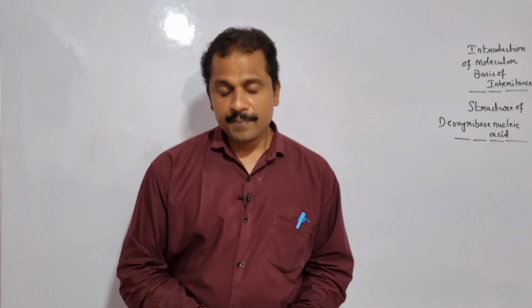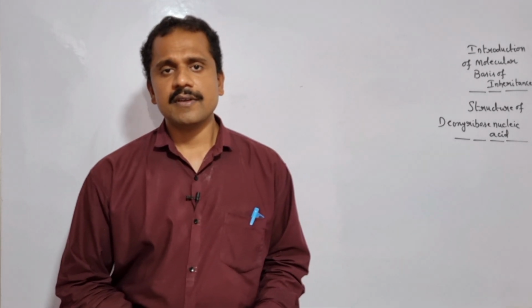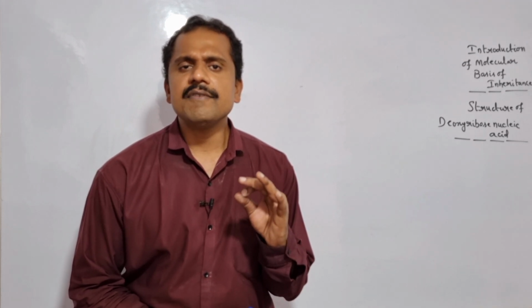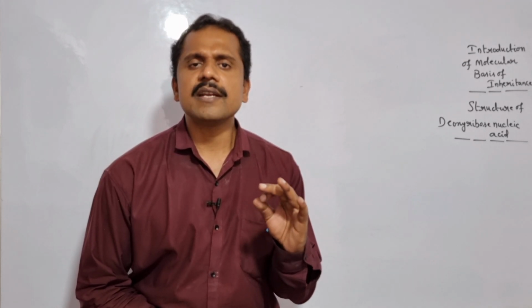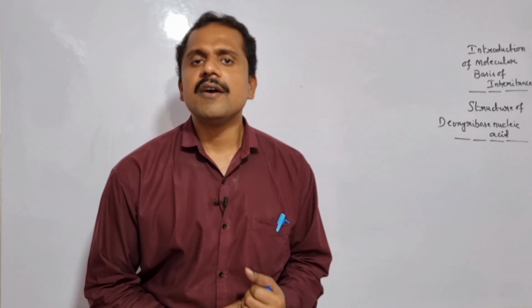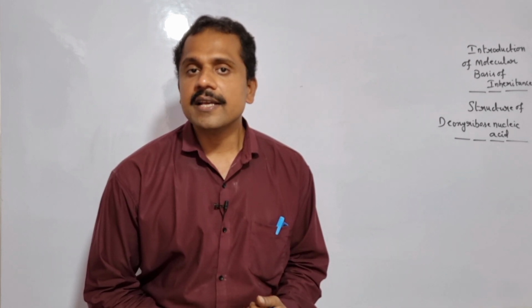So here, prior to the identification of DNA, the acidic content which is present in the nucleus of the cell was, for the very first time, identified and observed by Friedrich Miescher, and he named it as nuclein.